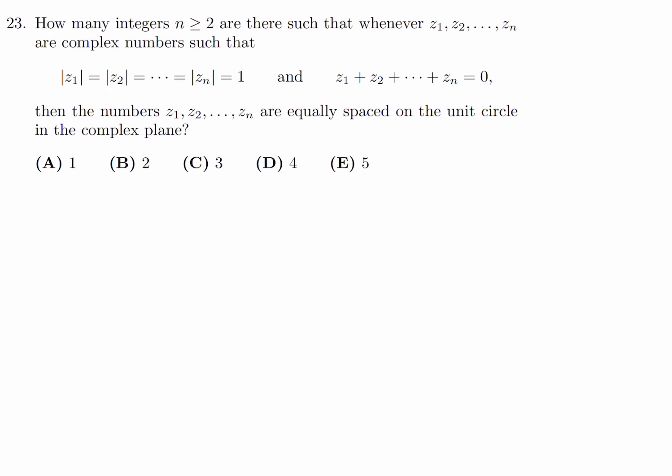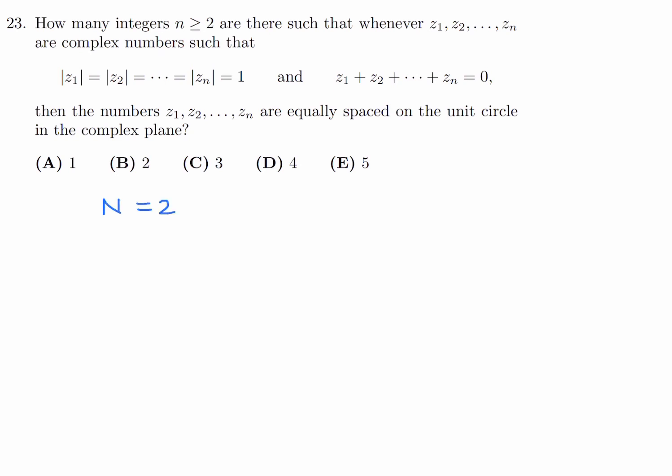How many integers n greater than or equal to 2 are there, such that whenever z1, z2, until zn are complex numbers such that the magnitude of z1 equals the magnitude of z2 equals the magnitude of zn is equal to 1, and z1 plus z2 all the way till zn is equal to 0, then the numbers z1, z2, zn are equally spaced on the unit circle in the complex plane. Well, let's go through the cases one by one, because there is no actual formula to do this. We just have to churn this out case by case.